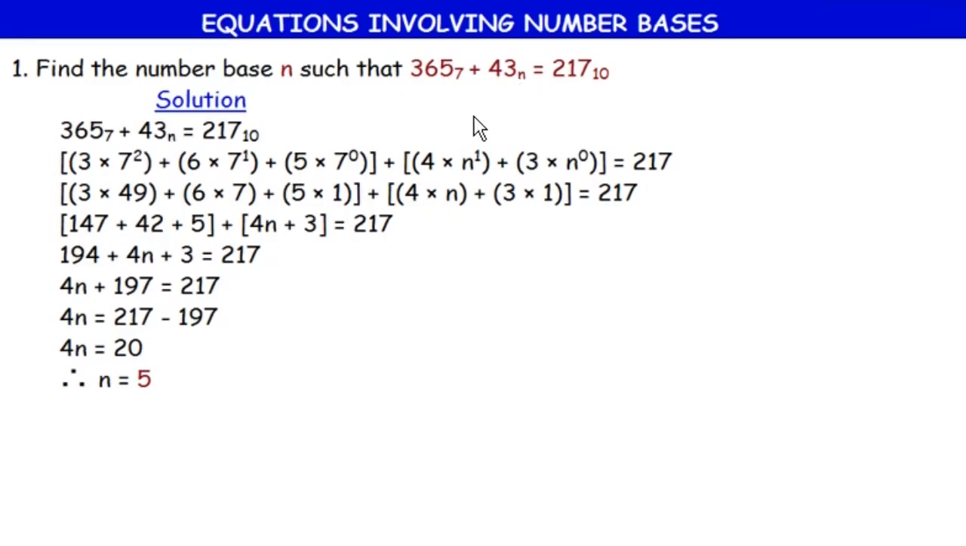So you can try it. You may decide to test your answer and see whether you are right. So you convert 365 base 7 to base 10, and then you convert 43 base 5 to base 10. When you add the two, you are going to get 217 base 10, right? So you can do that one on your own, right?